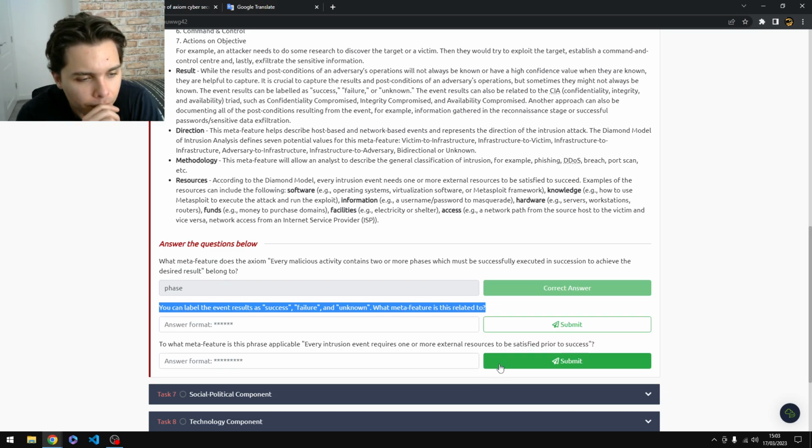You can label the event results as success, failure, and unknown. What meta feature is this related to?